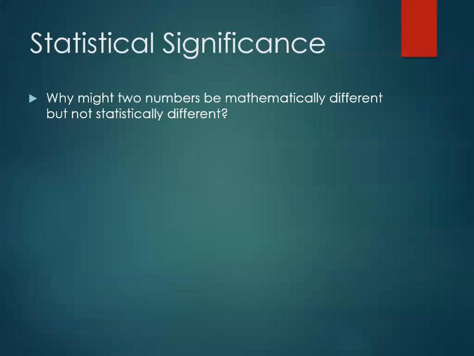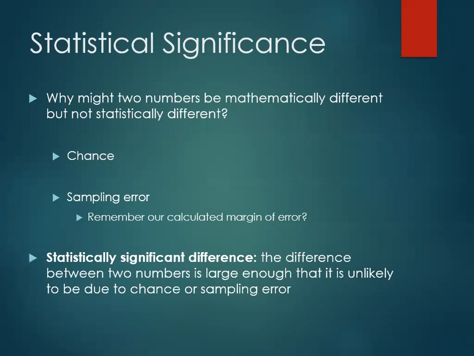Let's pull these slides back up. Two numbers that we observe in our sample could be mathematically different, but not statistically different because of chance and sampling error. Because we talked to a subset of the population, the answers that we see in our sample are not exactly equal to the population values, and it's possible that the differences we're seeing exist only because of chance and sampling error.